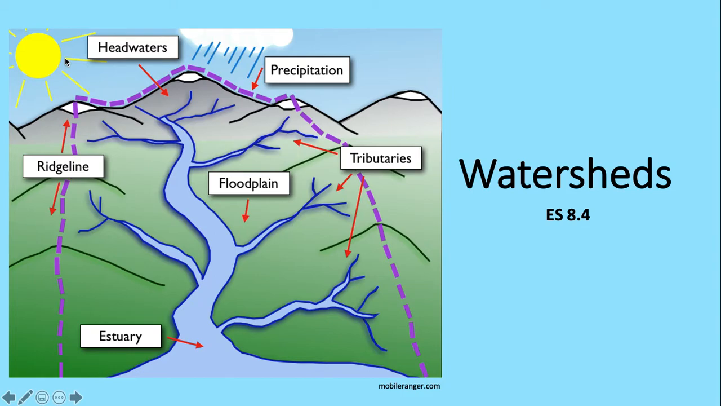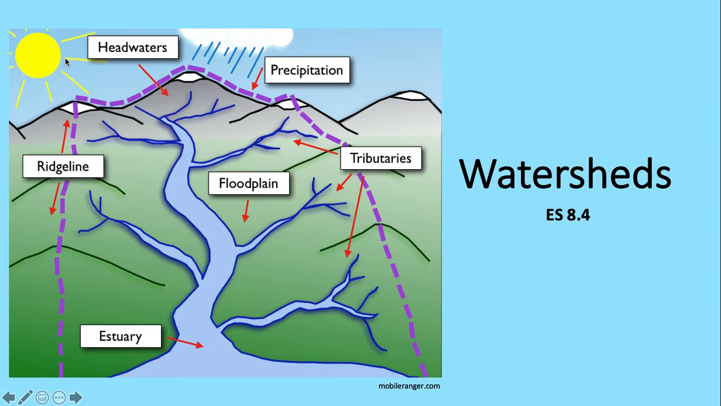So this set of notes is about watersheds. A watershed is a particular area of land that drains to a particular river or lake or estuary. And it's surrounded by an area of high elevation called a ridgeline. So on one side of the ridgeline, water flows into this river that's pictured here, and on the other side of the ridgeline is a separate watershed.